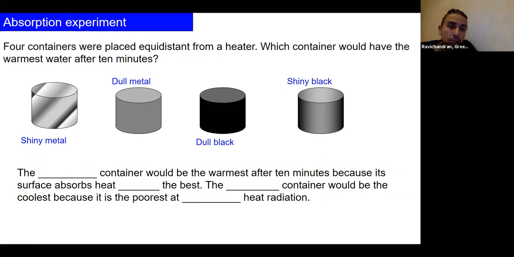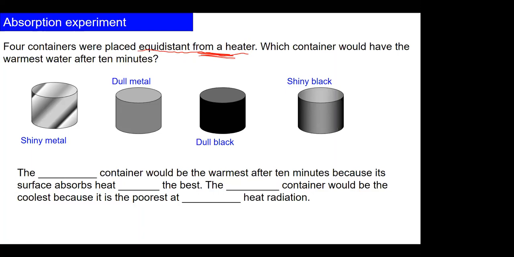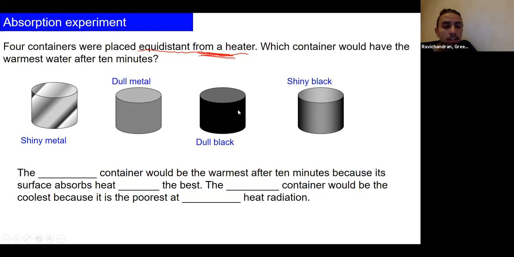The next question talks about the same four containers with the same conditions, but at equal distance from a heater. So the source of heat is outside, correct? So it is reversed and opposite: dull black is the warmest after 10 minutes because its surface absorbs heat radiation, correct? And the shiny metal is the coolest because it is the poorest for absorption, as the radiation is reflected, correct?